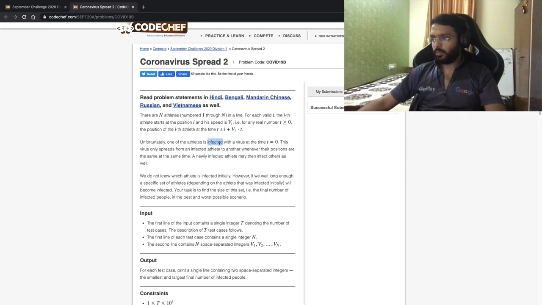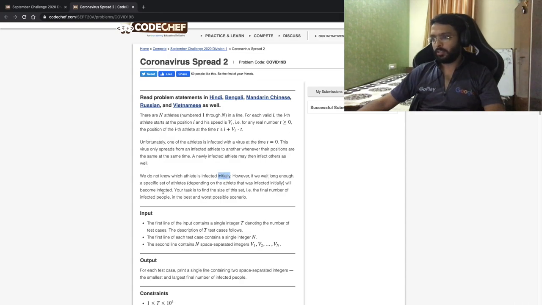So one of the persons is infected by coronavirus at time t equal to 0. It spreads from an infected athlete to another when their positions are the same. A newly infected athlete may infect others as well. Okay, makes sense. We do not know which athlete is initially infected.